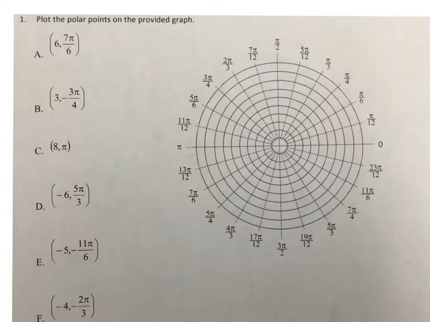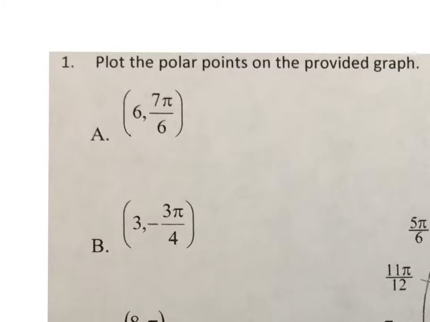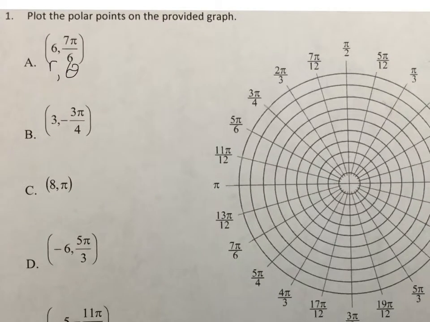Right now, we're going to plot some polar coordinates. Every polar coordinate has two parts. The first part is the radius, or the distance away from the origin, and the second part is the angle that we're going to go that far away from the origin. So every polar point is an r comma theta, an angle and a radius.